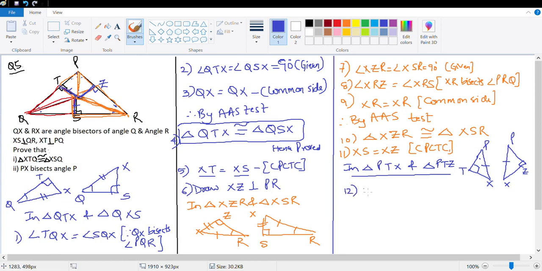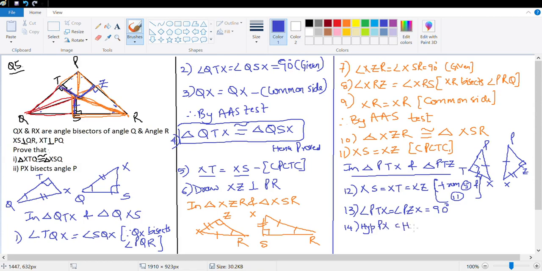Let's write this down. Number 12. XS is equal to XT is equal to XZ from 5 and 11. So I have XS is equal to XT, which is equal to XZ. So I've got now right angle, hypotenuse and side, which makes my life simple. So next one is angle PTX is equal to angle PZX is equal to 90 degrees. Hypotenuse PX is equal to hypotenuse PX. Why? Common side. Therefore, by RHS test, triangle PTX is congruent to triangle PZX. Perfect. That's my number 15.